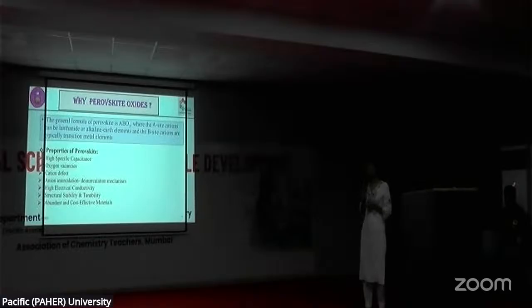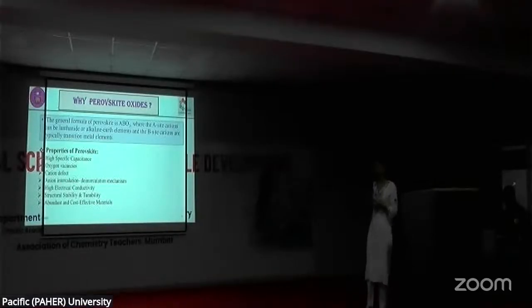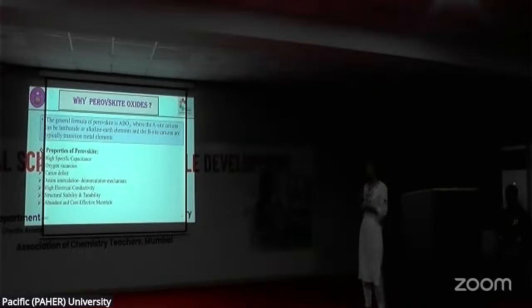I chose perovskite as the electrode material for supercapacitors. Why perovskite? Perovskite has a specific structure, the ABO3 type structure, where A-site cations are lanthanides and alkaline earth metals, but B-site cations are transition metals. Perovskite also has unique properties like structural tunability of cations and anions, and an anion intercalation mechanism in supercapacitors.